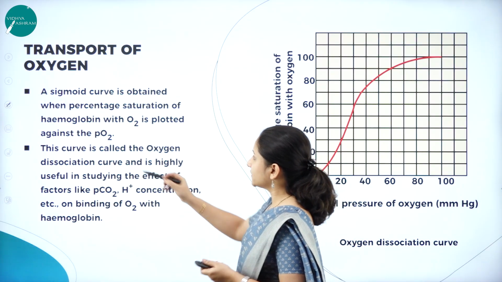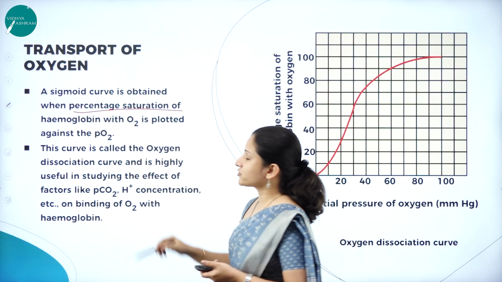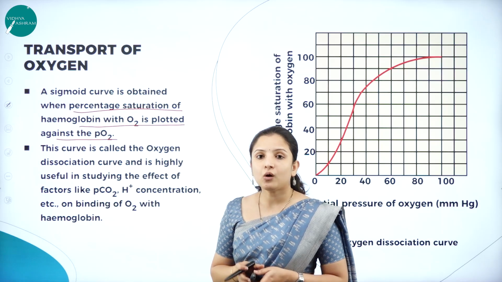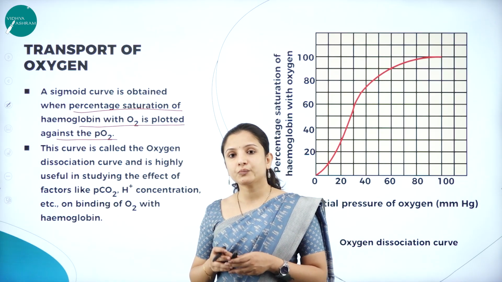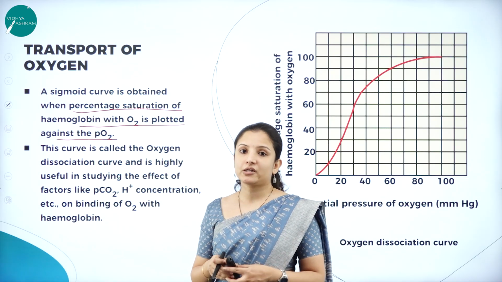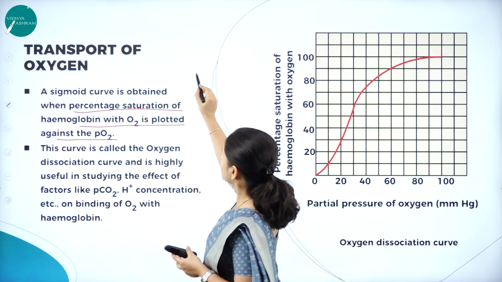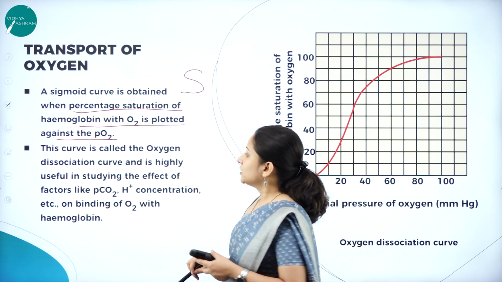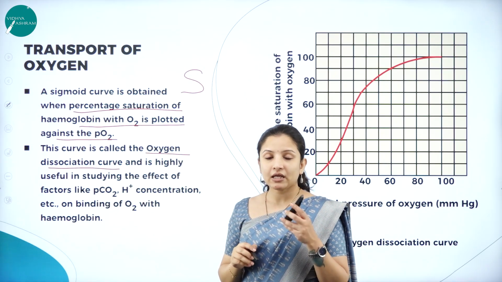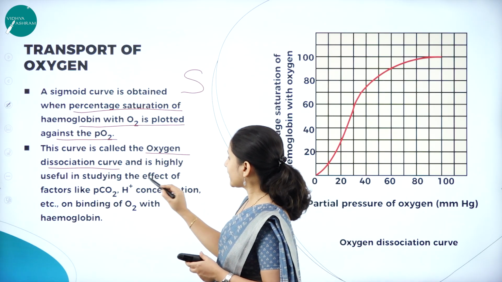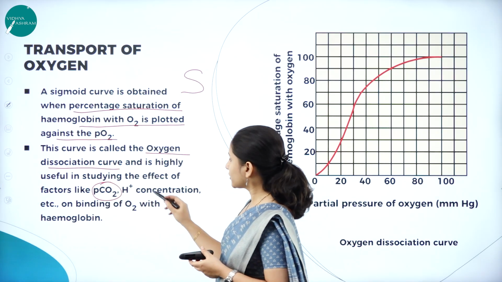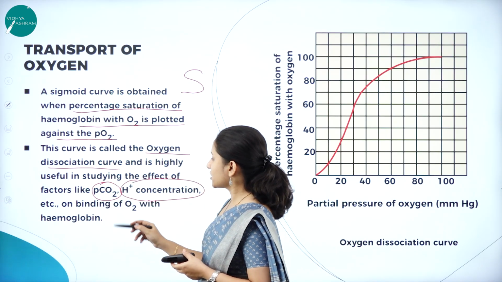A sigmoid curve is obtained when the percentage saturation of hemoglobin with oxygen is plotted against the partial pressure of oxygen. How exactly the partial pressure of oxygen contributes to the binding of oxygen to the hemoglobin can be studied by using a sigmoid curve. A sigmoid curve is nothing but an S-shaped curve. This curve is called the oxygen dissociation curve, and it is very useful in studying the effect of various factors like the partial pressure of carbon dioxide, the hydrogen ion concentration, etc.